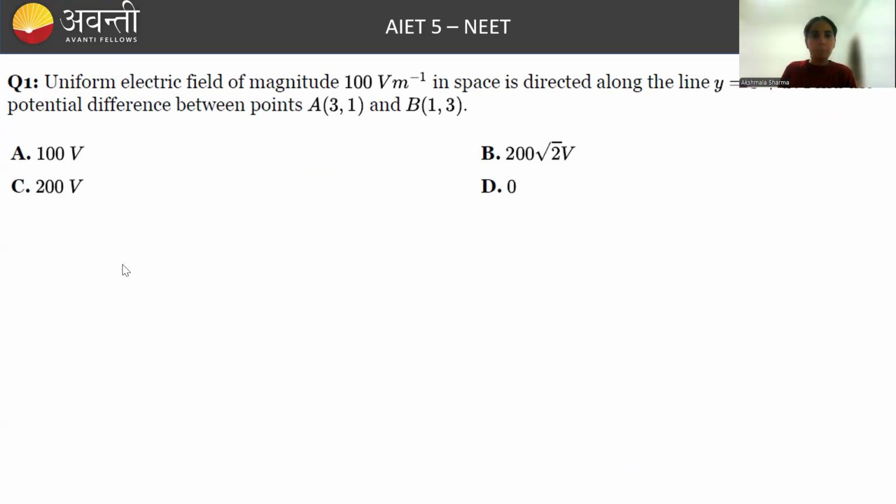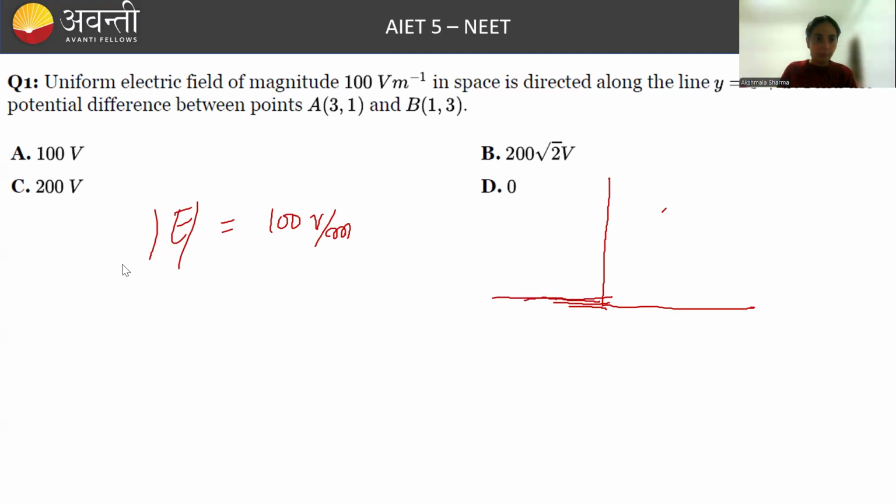Uniform electric field of magnitude... So, the magnitude of the electric field is given, that is 100 volt per meter. Okay. And this electric field is directed along the line y equal to 3 plus x. So if you draw this line, y is equal to 3 plus x, its slope is positive. Its slope is what? Positive. And its intercept is what? That is also positive.